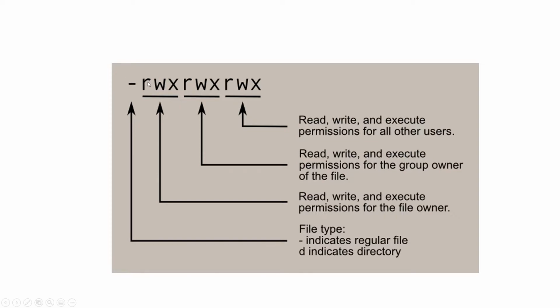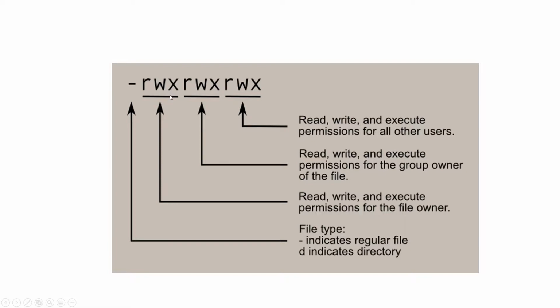So if you have an R, the first 3 spaces represent the file owner, so when there's a letter R here, that means the owner of the file can read it. If there's a W, this implies that the owner of the file can write to it. And if there's an X, that means the owner of the file can execute it.